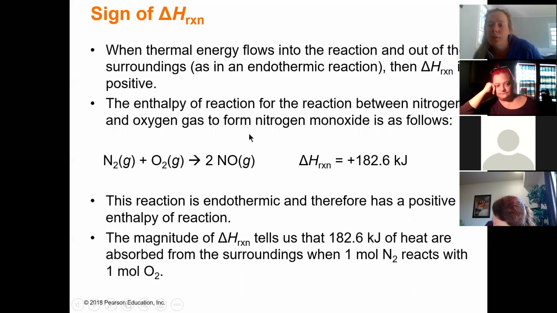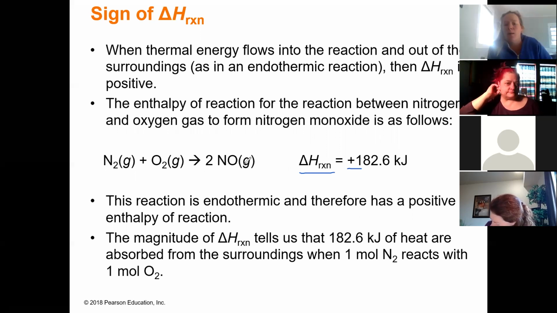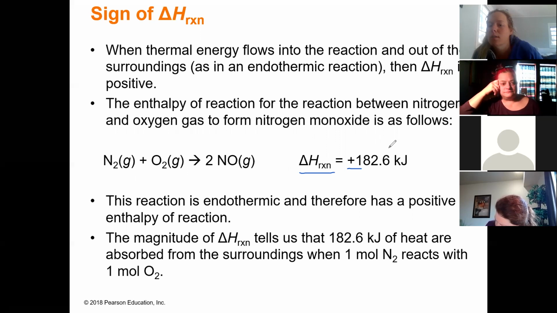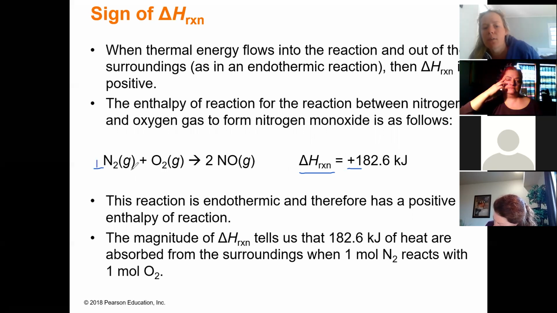Let's look at an endothermic reaction. So here is a reaction where it is absorbing energy. How do I know it's endothermic? Because the delta H of reaction has a positive sign. When I synthesize NO from nitrogen and oxygen, this is how much energy it eats up or absorbs. So let's talk about some of the relationships. Well, what do we have here? There's an inferred 1, an inferred 1, a 2, and then this information here.